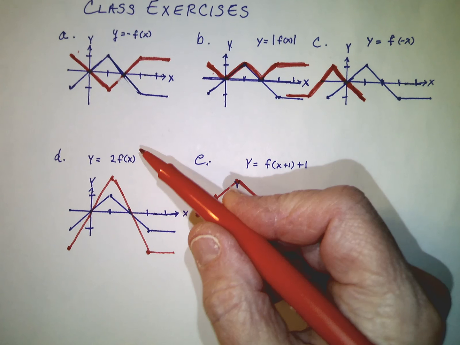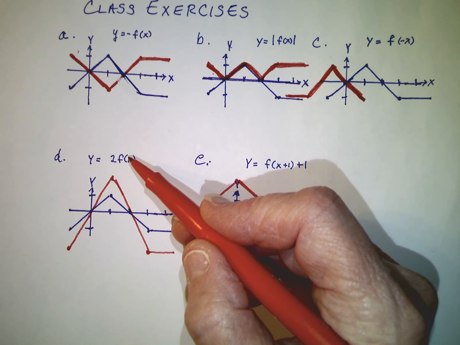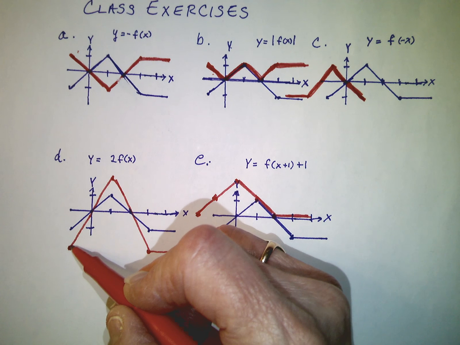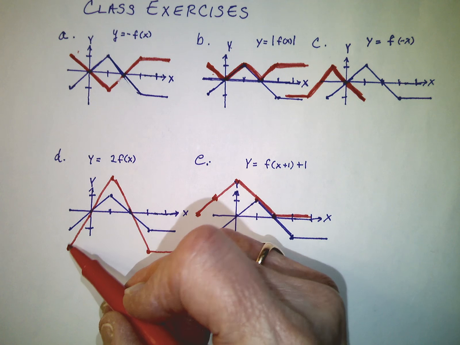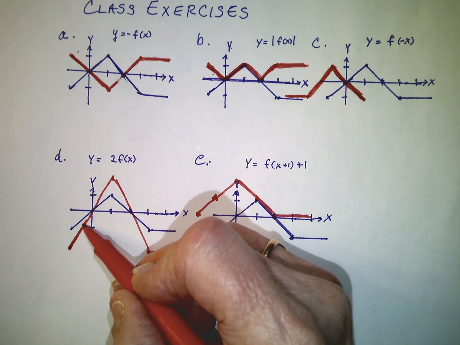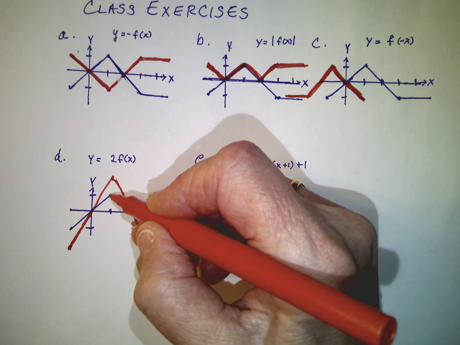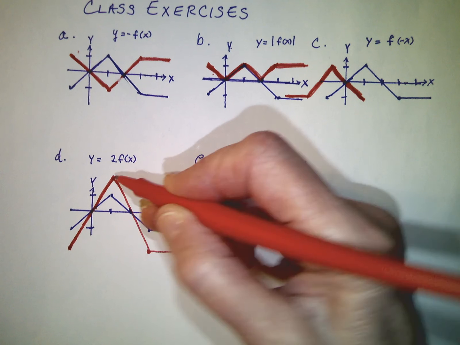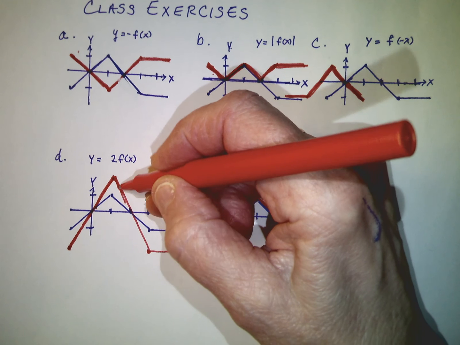Part D, this says to take 2 times all the y values. So where the y value is negative 1, now it's negative 2. The y value is 0, well, 2 times 0 is still 0. The y value was originally 1. We're going to double it, make it twice as high. Y value 0, 2 times 0 is still 0.